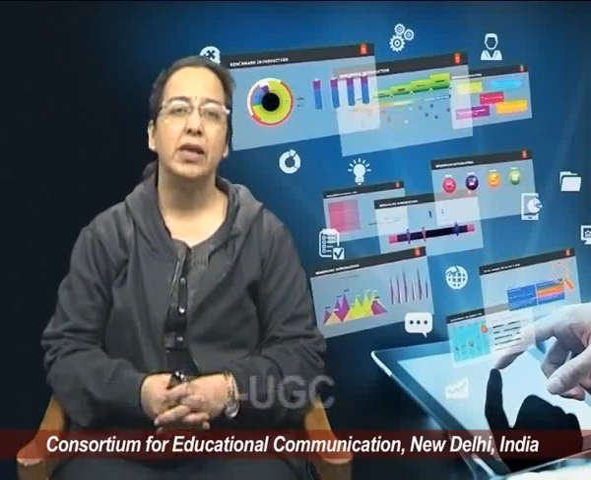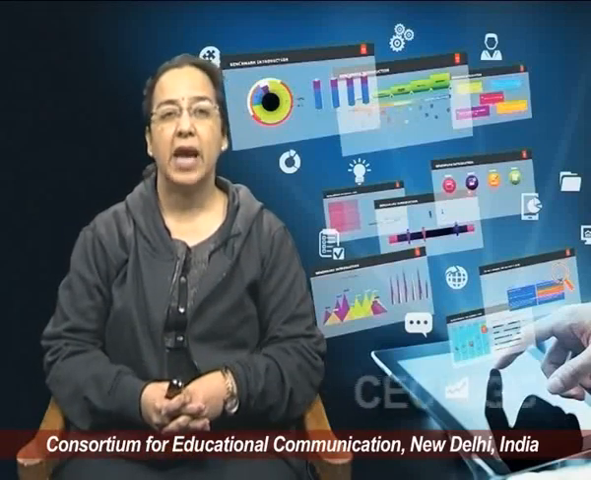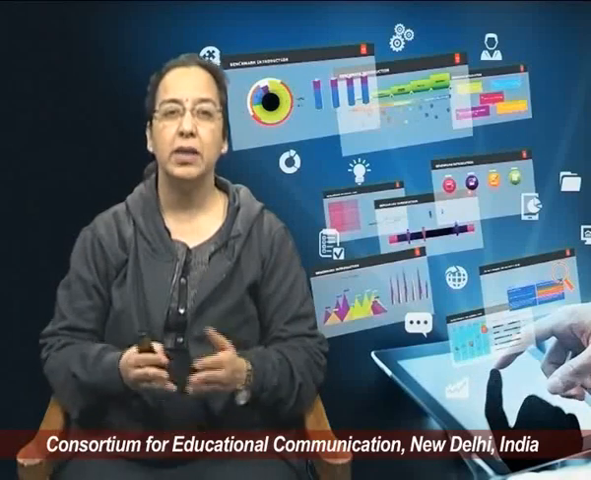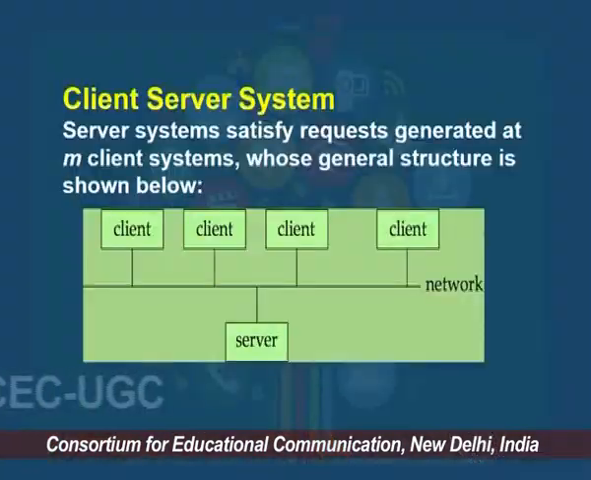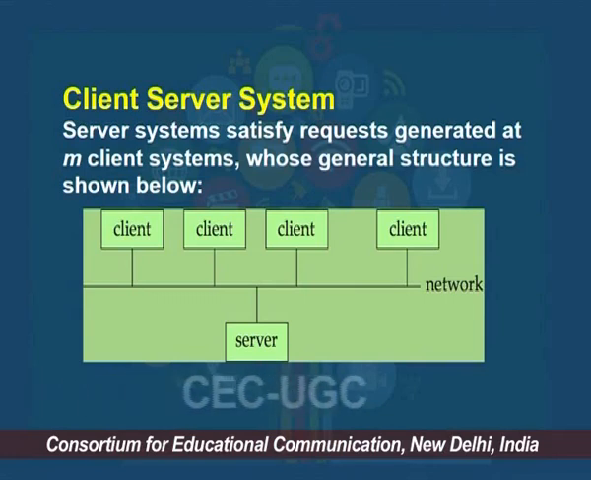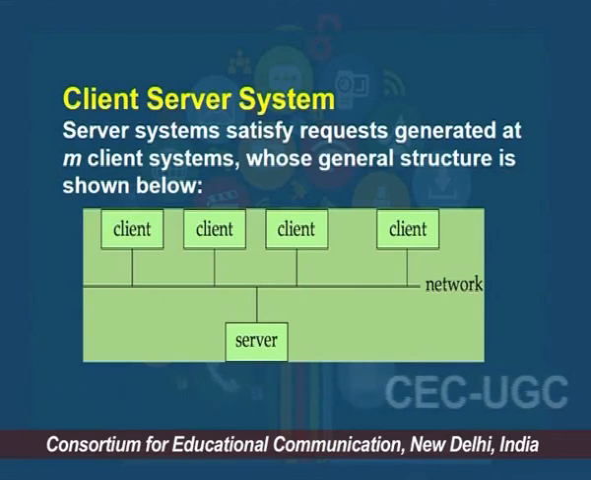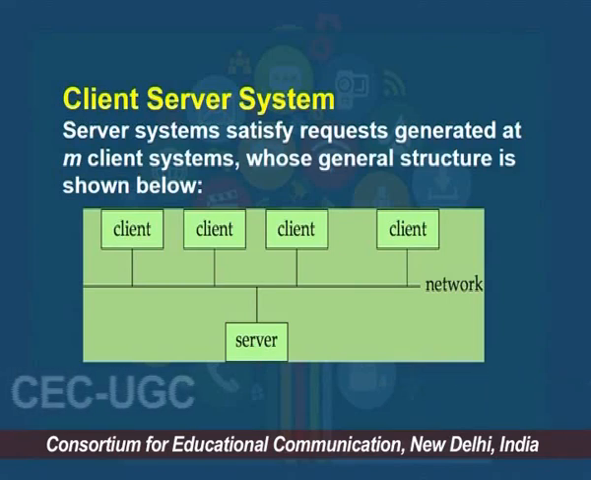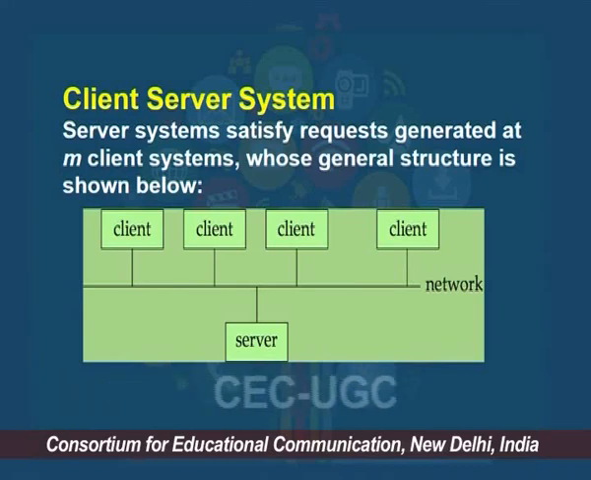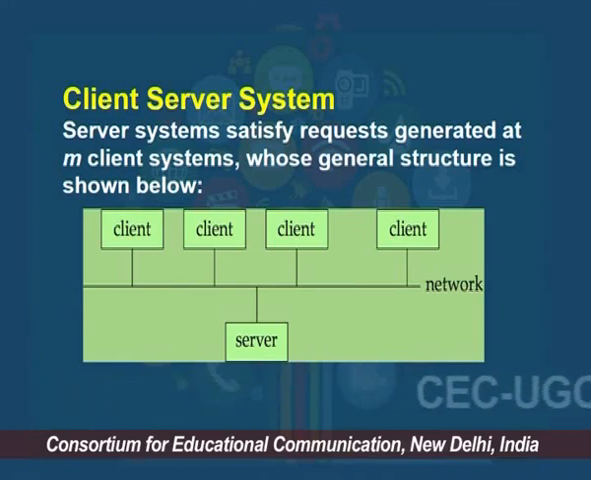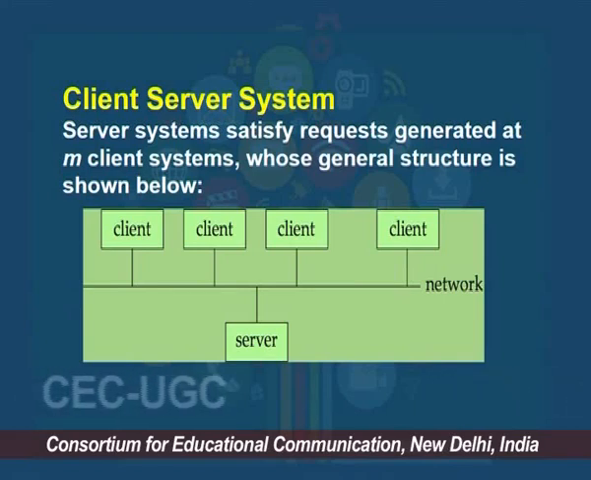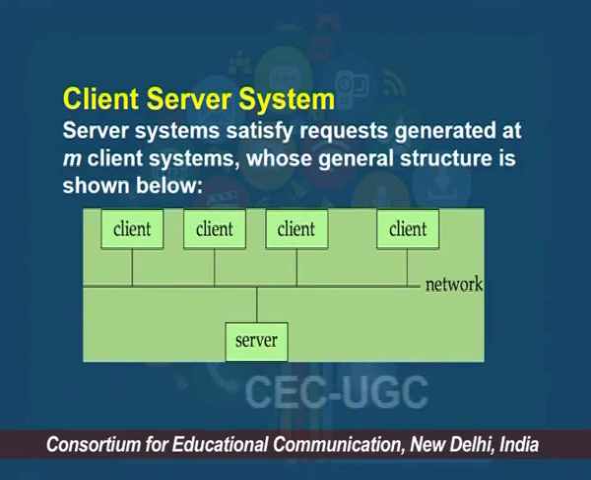As the name indicates, a typical client server system has one server and M or N clients, and these clients are connected to the server through a cable, or any other type of connection. The general structure is shown below. Here you can see that there are various clients and one server. I am talking about a typical example of a client server system.